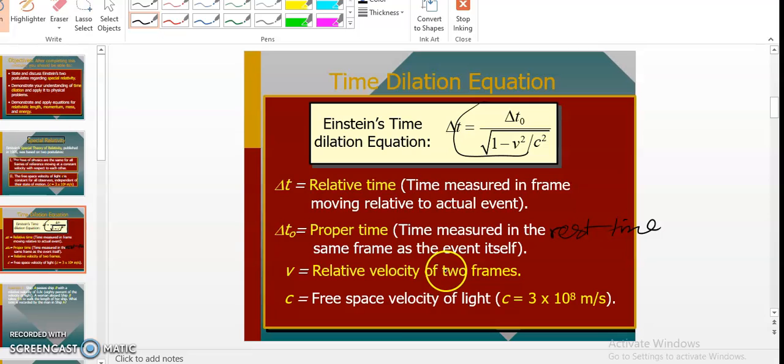The relative velocity of two frames is represented by v, and the free space velocity of light is c, and that's how we coined this formula. Delta t is equal to delta t naught divided by the square root of 1 minus v squared over c squared, where delta t is the relative time, delta t naught is the proper time or the rest time, v is the relative velocity of the frames, and c is the free space velocity of light.